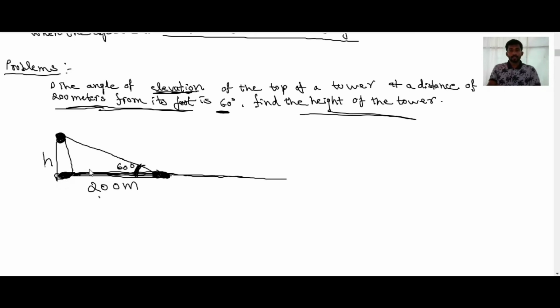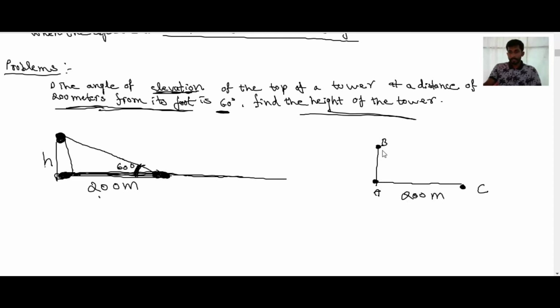To solve this problem, first you need to draw the diagram. This is just a rough sketch. Now draw the diagram. Take one tower, name it as AB. Here point B, here point A. Then here one person is there, I'm taking it as C. Now see, from the foot of the tower to that person, the distance is equal to 200 meters, as given.